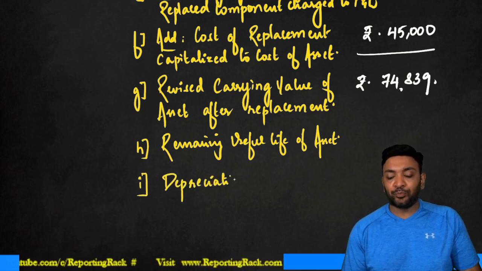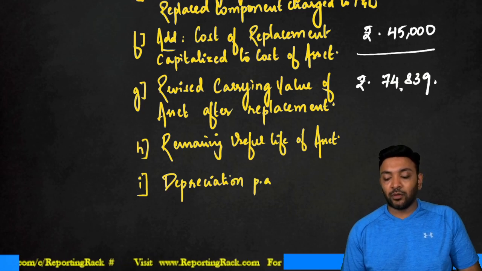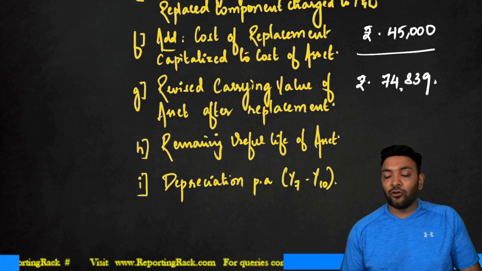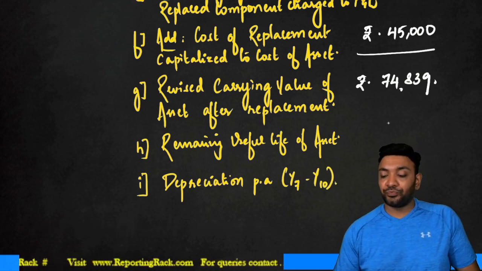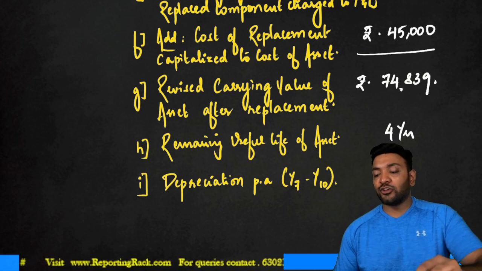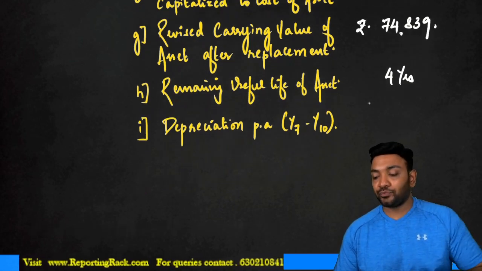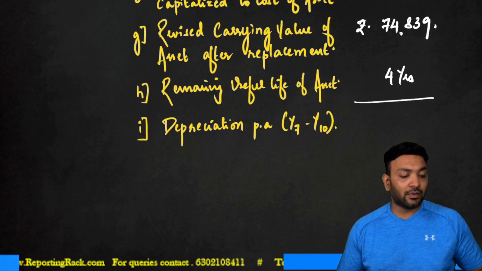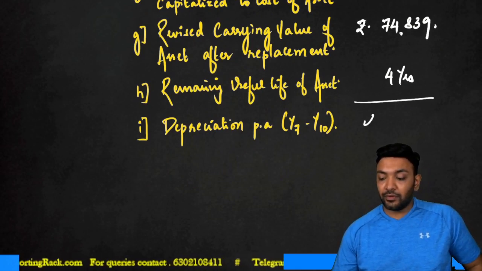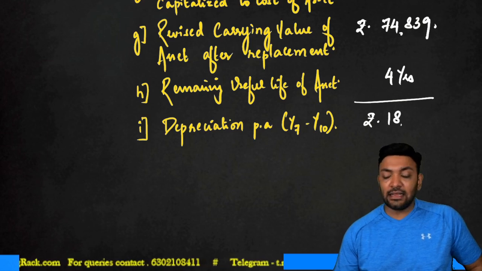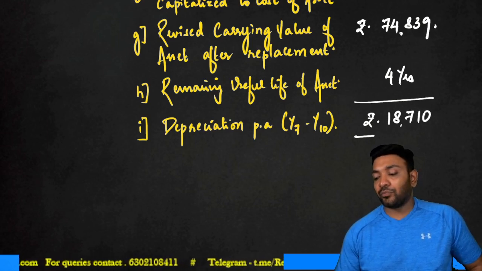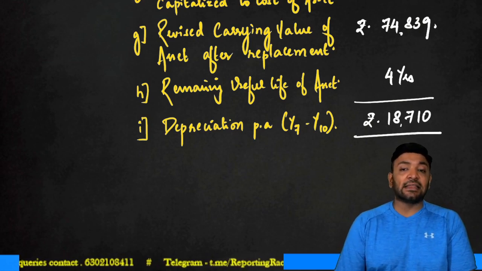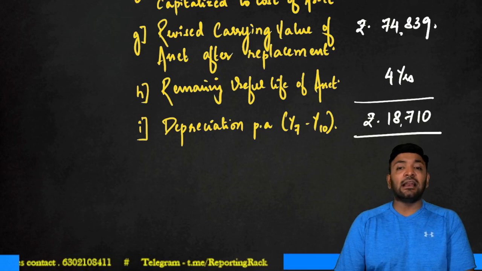Depreciation per annum from year 7 to year 10, for the next 4 years, is how much? Remaining useful life is 4 years. So the revised depreciation is $18,710.709 point something. So the revised depreciation is 18,710 is your final answer.